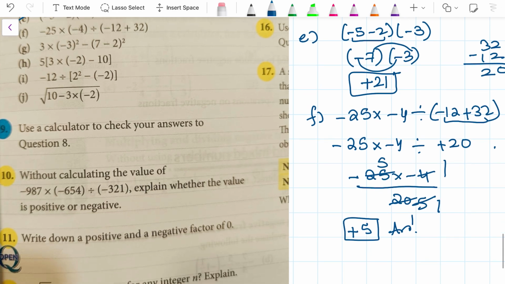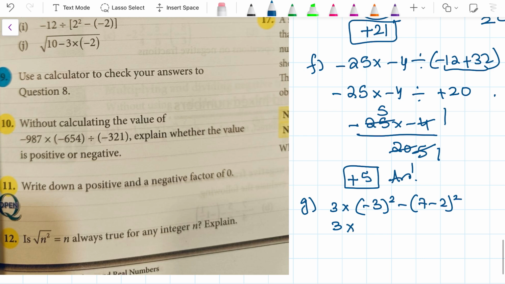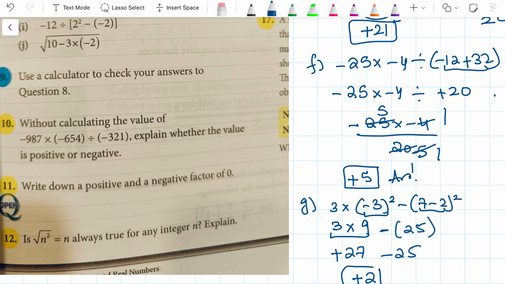Alright. Let's look at G part. Three multiplied by minus, whole square is always a positive number. 5 whole square is 25. 9 times 3 is 27. A plus minus is a minus, but you write the sign of the bigger number.